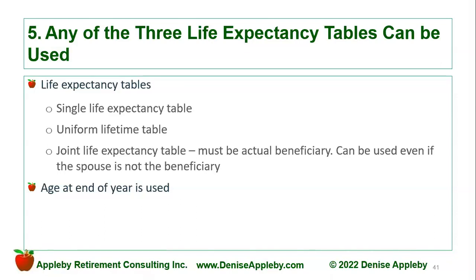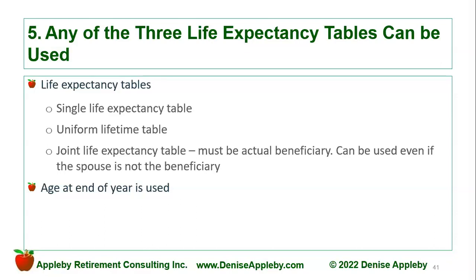They can also use the uniform lifetime table, which assumes that the account owner has a beneficiary that's 10 years younger than they are, just like you can with regular RMDs. And they can also use the joint life expectancy table, which uses the age of the actual beneficiary.